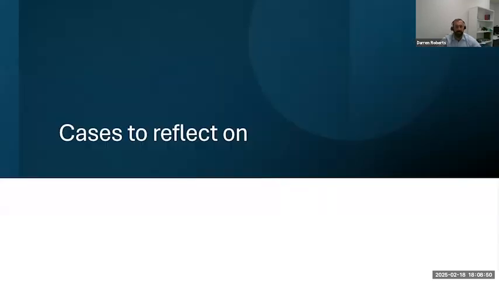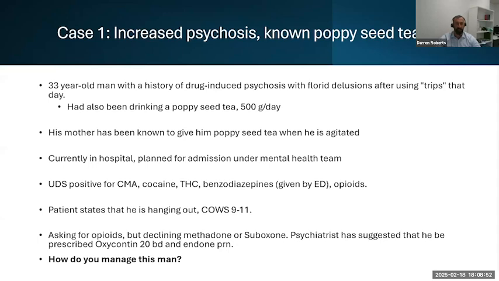So moving on to those cases. This is the first case, and I'm sorry there's a bit of words on some of these slides, but as you know, patients in general aren't always straightforward, which can be summarized by two or three sentences. We've got a 33-year-old man with a history of drug-induced psychosis with florid delusions after using trips earlier that day. And he's also been drinking poppy seed tea.